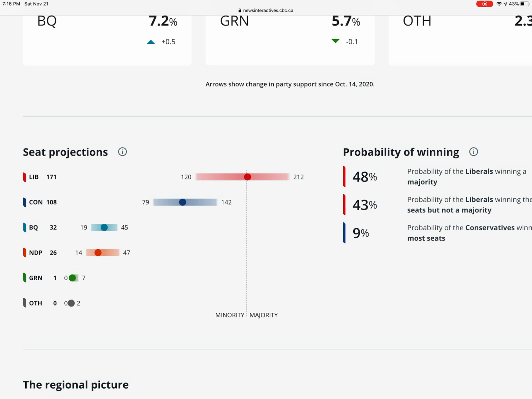So this is saying here then that the estimate, if we were to have an election called today, then they're expecting that the Liberals would take somewhere between 120 and 212 seats. And their best guess is 171. That's over on the left-hand side there. And the Conservatives is 108 is their best guess, and it's somewhere between 79 and 142. That is the point estimate with the margin of error.